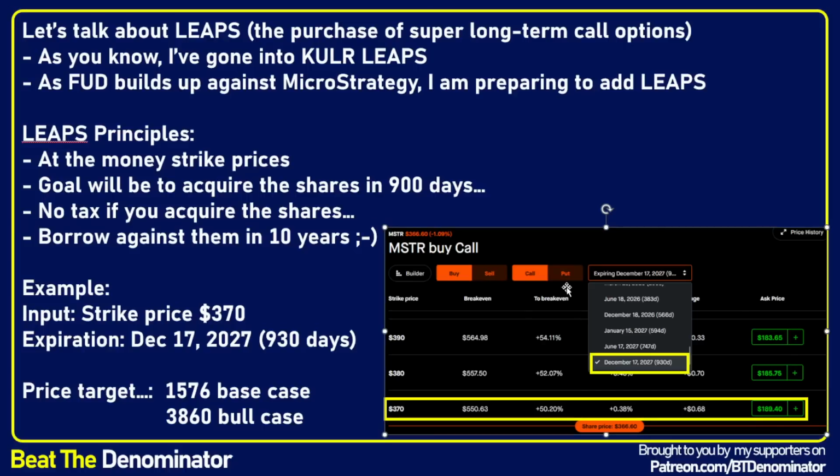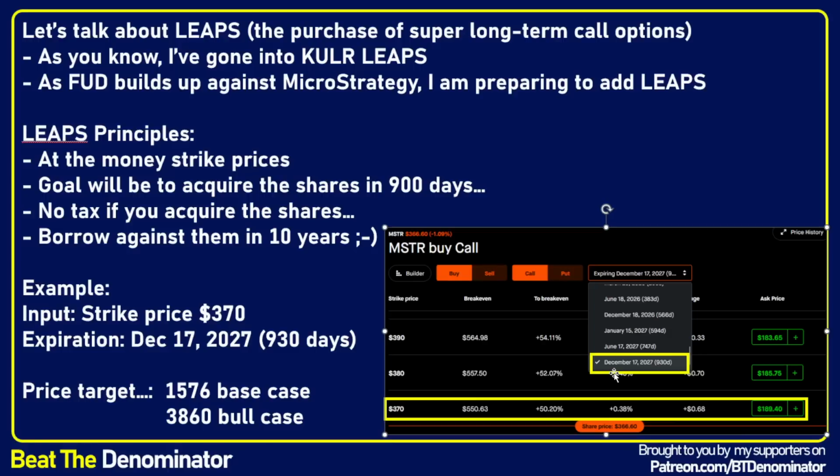So in this example, I'm showing it to you on Robinhood, but of course all brokers are the same. On Robinhood, the example would be December 17, 2027. You would take the longest available, that's 930 days from now. It's really a beautiful thing that they have them out so long, right? A lot of the options, unfortunately, only have January 27. Some of them only have January 26.